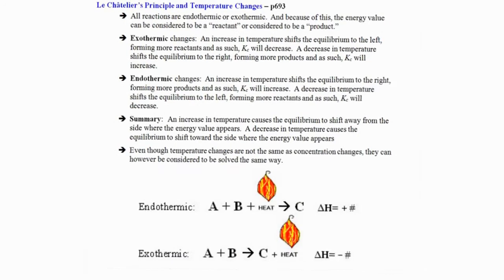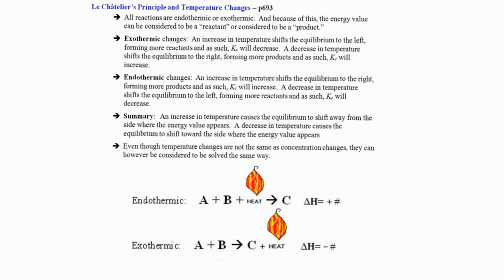The last change has to do with temperature changes. Now we do need to remember some things. We need to remember what makes something exo or endothermic. Remember that endothermic reactions have positive delta H's and energy is included as a reactant. In an exothermic reaction, they have negative delta H's and energy is included as a product. So we do need to remember where energy is.